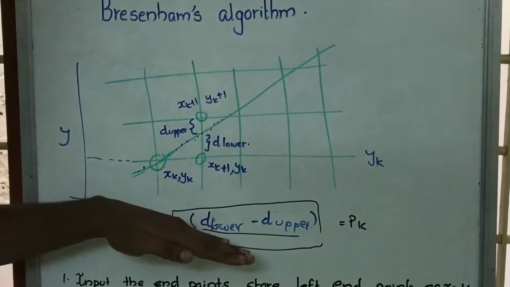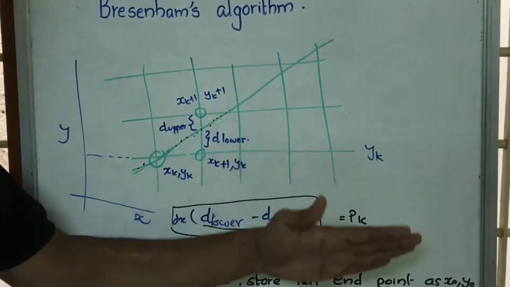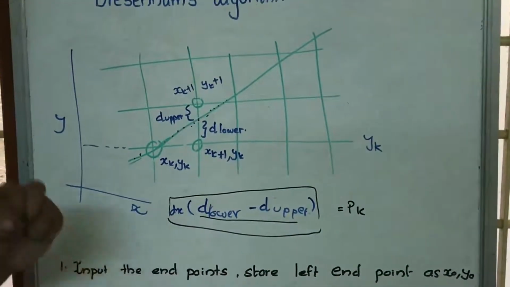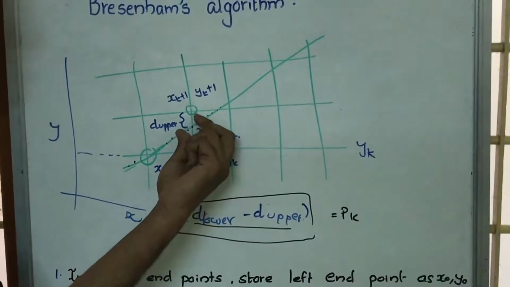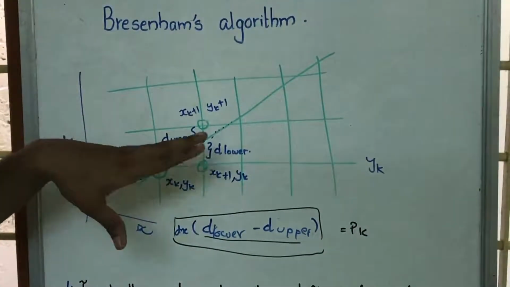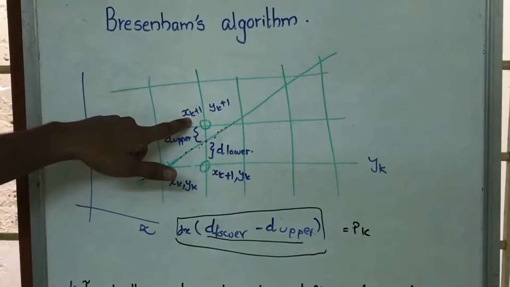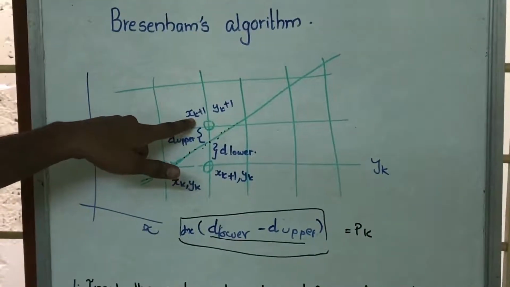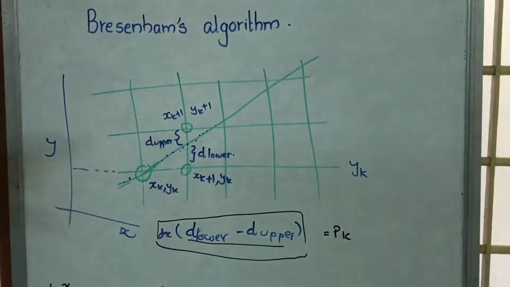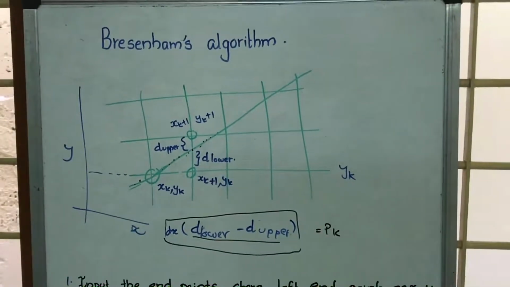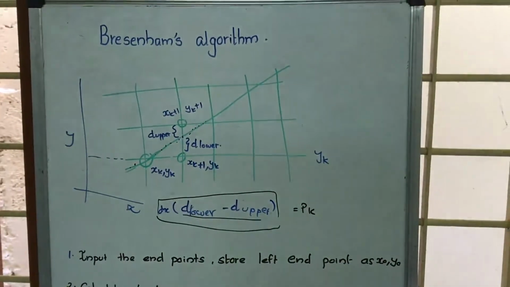Suppose pk was positive, then d lower is higher, that means this distance is higher. Then, to represent our line, we should select (xk+1, yk+1). So we are using this technique to draw the given line.